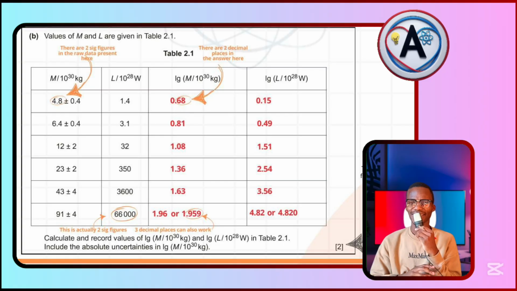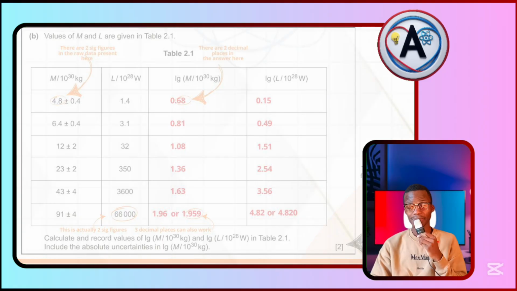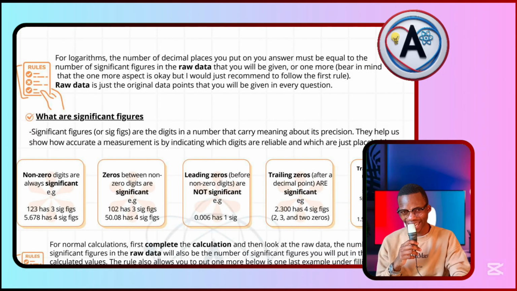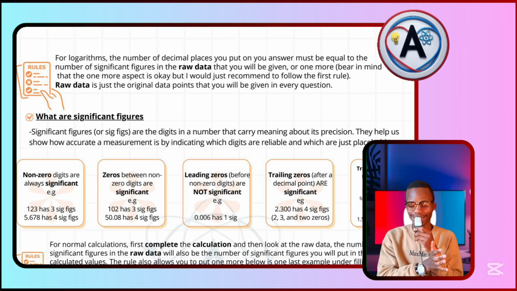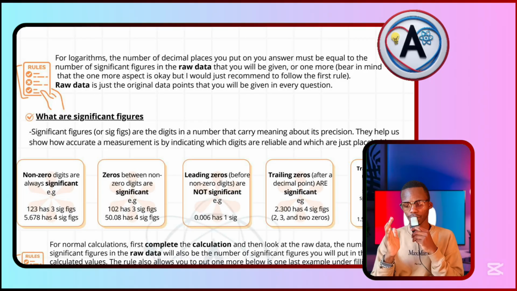Rule number one, let's put that aside. Rule number two is that for logarithms, the number of decimal places, I repeat, guys, please have a book where you're writing these things down. For logarithms, the number of decimal places you put on your answer must be equal to the number of significant figures in the raw data that you will be given, or one more. Bear in mind that one more is okay, but I just recommend that you follow the first rule.